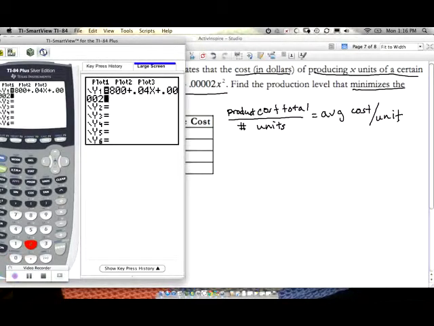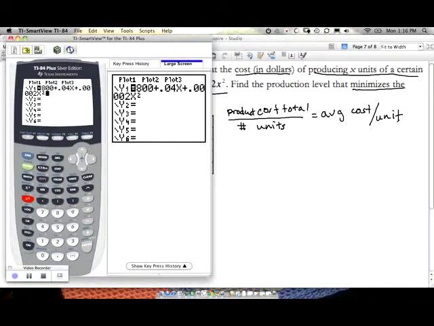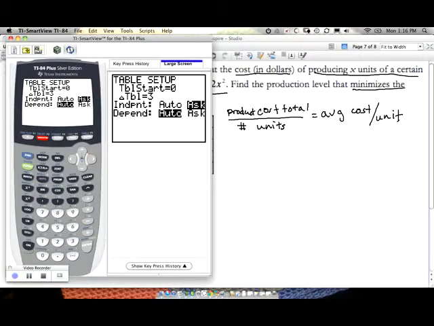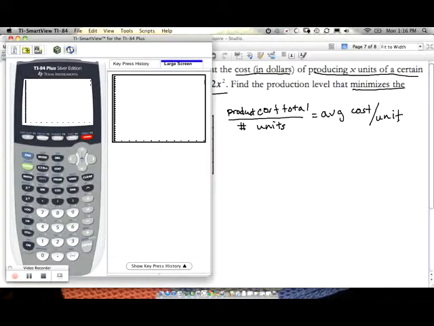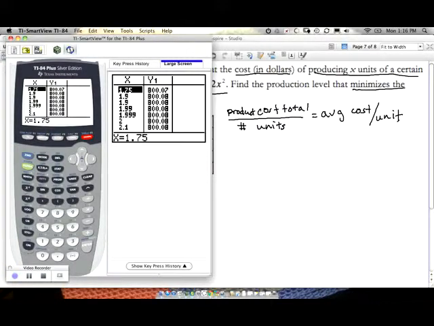So we want to look at our table, but let's set our table so that we can plug things in. So if I go to set table, and it's going to be an ask. Excellent. Whoops, I want the table, not the graph. Here we go. So I want to ask. And so I've got to delete all these numbers. I want to plug in 100 units.